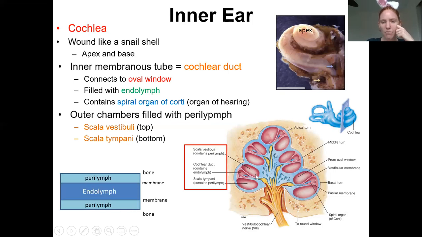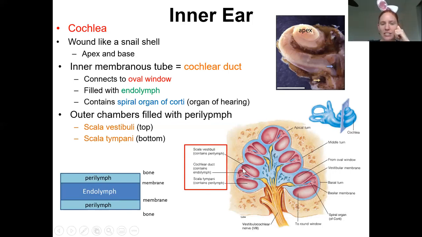The top chamber is going to be filled with perilymph, and the top chamber is called the scala vestibuli. Okay, so the scala vestibuli on the top. And then the bottom chamber, also filled with perilymph, is the scala tympani. Okay, so three chambers as it follows around inside.